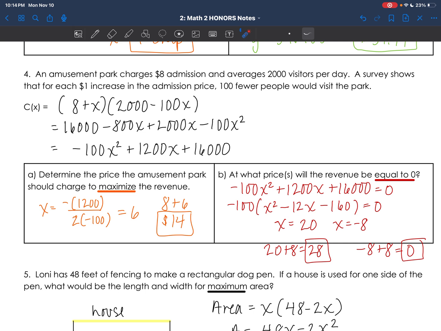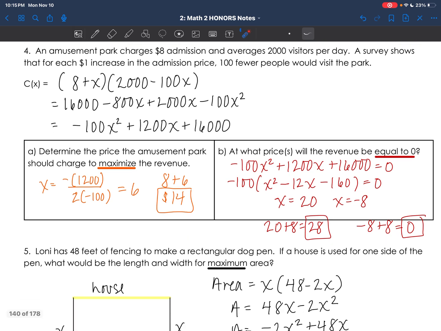be equal to 0. So again, you're going to set this equal to 0. You're looking for your x-intercepts. I factored out a negative 100 and then factored that, and I got x equals 20 and x equals negative 8. So again, we're going to substitute that into here, and I've got 20 plus 8 equals 28, and then I've got negative 8 plus 8 equals 0. So those are the prices where it'll be equal to 0 will be 28 and 0.